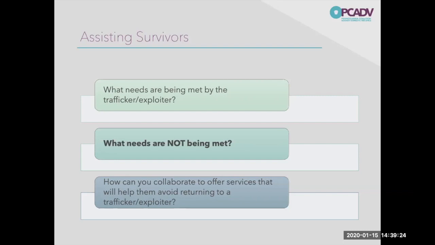So what we have to ask ourselves as advocates is what needs are not being met by that trafficker or exploiter. And then we need to look at how we can collaborate with other agencies, with other organizations within our community, with other providers, to offer services that will help them get those needs met and avoid returning to the trafficker or the exploiter. So that trafficker may be providing love, but is it really love?